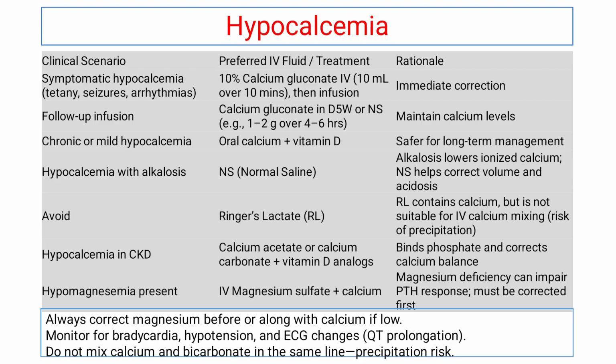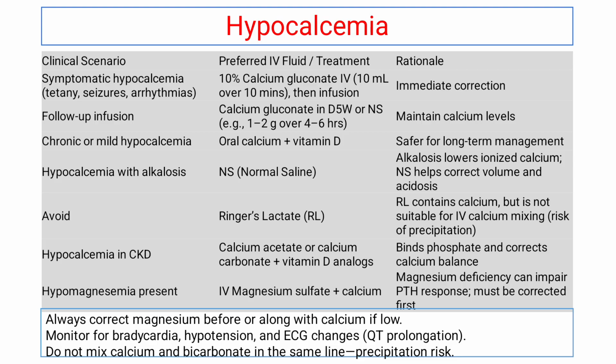In patients with symptomatic hypocalcemia, like tetany, seizures, or arrhythmias, we can use 10% calcium gluconate IV over 10 minutes, then infusion. It is an immediate correction. As follow up, we can use calcium gluconate in dextrose 5% water or normal saline, and it maintains the calcium level.